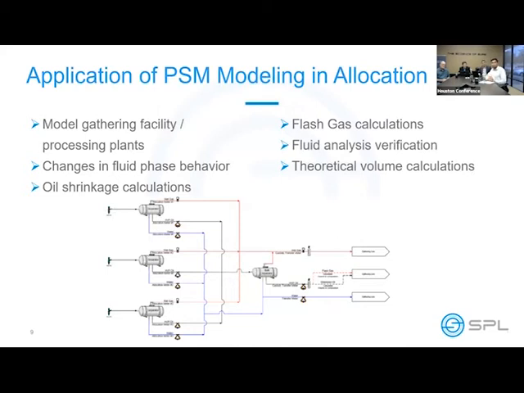Theoretical volume calculations. When we talk about theoretical volume, we take a volume of oil or gas, let's say at the wellhead, and we use that composition and we calculate the theoretical volume as the fluid travels all the way to the sales. That is going to be a theoretical value, what you should be selling. Now that number could be different from your actual sales meter, but that theoretical number is then used in your allocation process. So Bill, do you want to quickly say something about fluid analysis verification? Sure. A lot of times in the PSM, we have different stop gaps that we will observe.